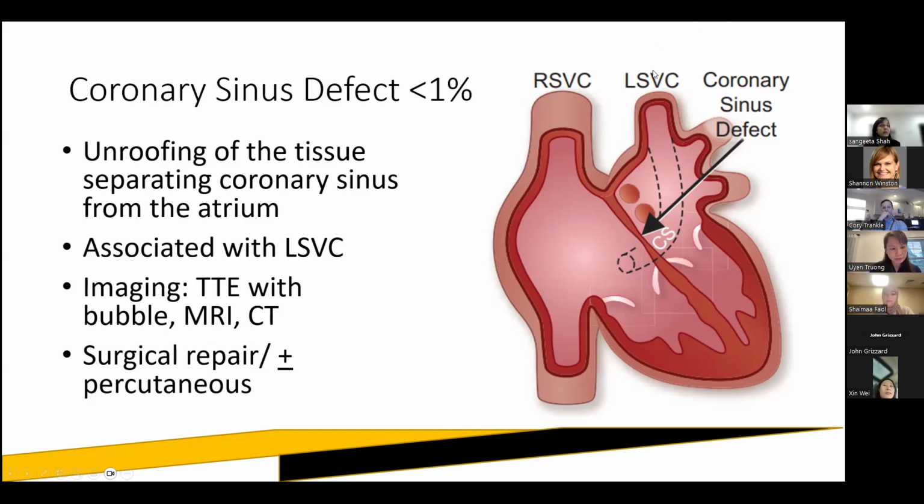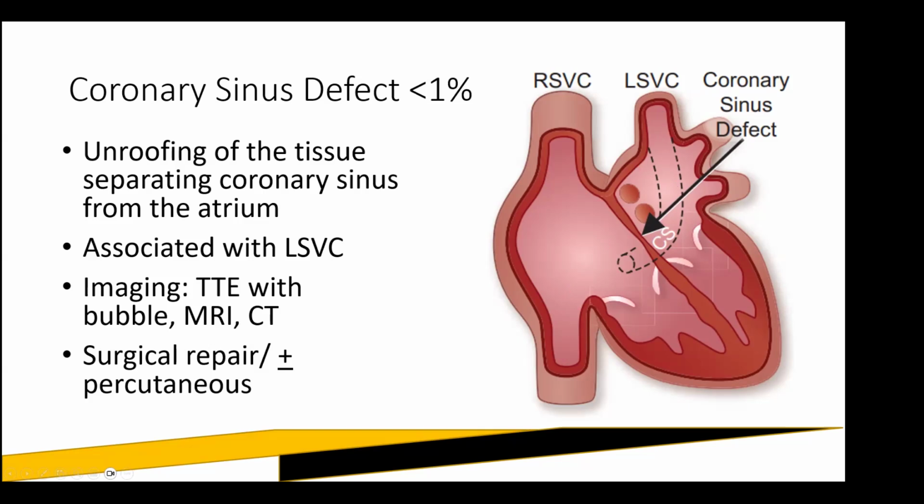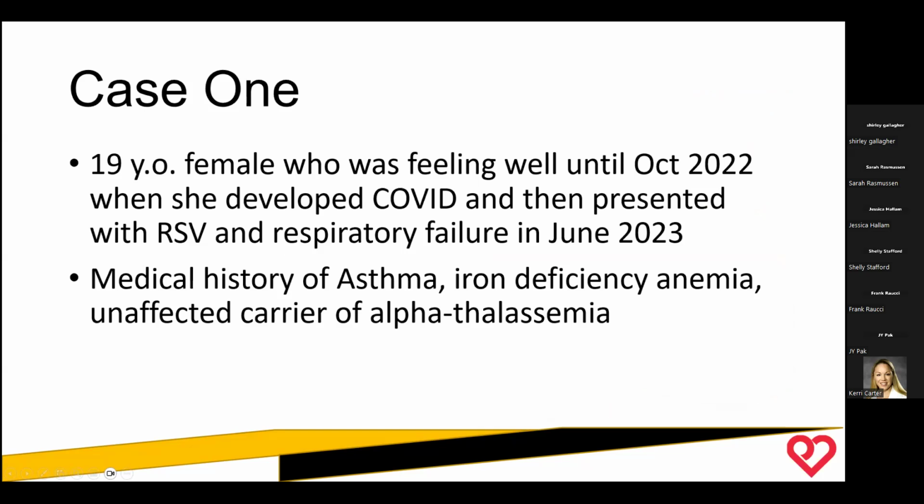Transthoracic echo with bubble study, a bubble study in the left arm is instrumental, and you'll see bubbles coming in straight into the left atrium in that case. MRI and CT. Generally, this is surgical repair. However, if there's small holes, percutaneous is an option.